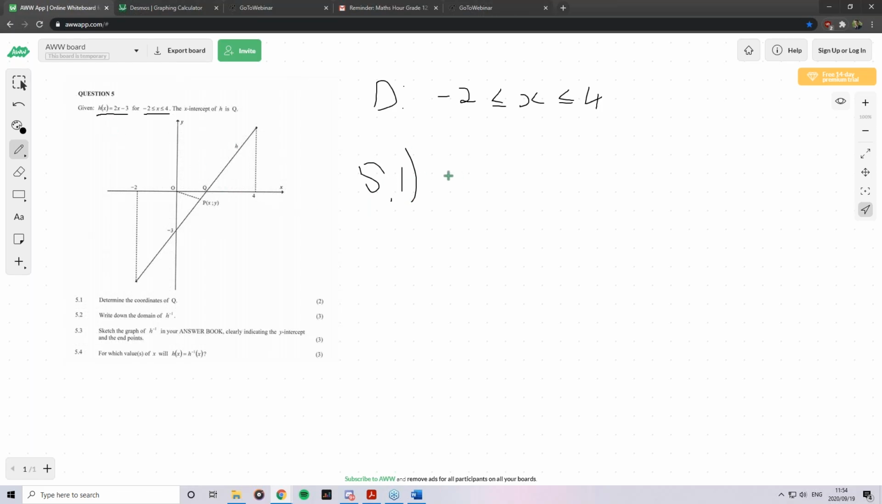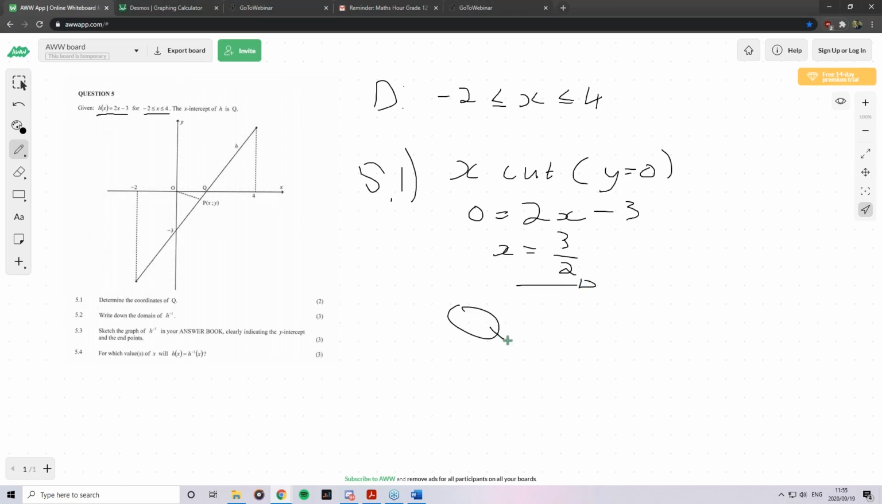You just say it's the x cut, so y equals 0. So 0 is equal to 2x minus 3, and I have x is equal to 3 over 2. So q, remember if they ask for coordinates, you can't just write this. You have to say q is 3 over 2, comma 0.